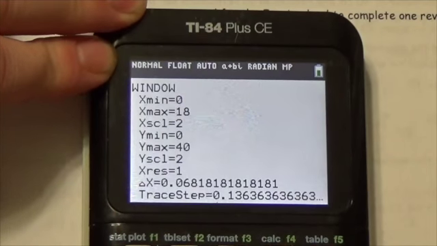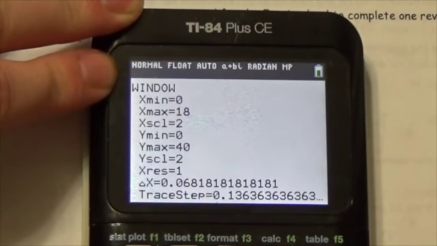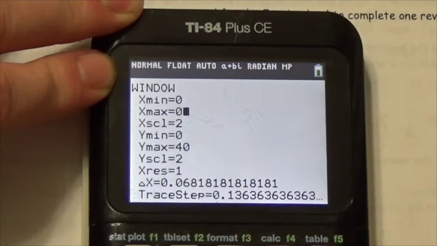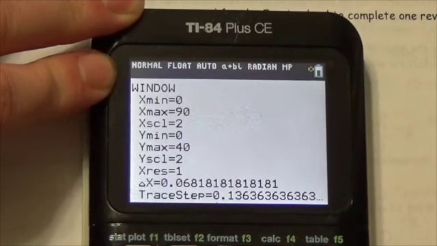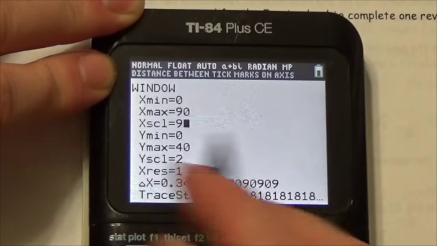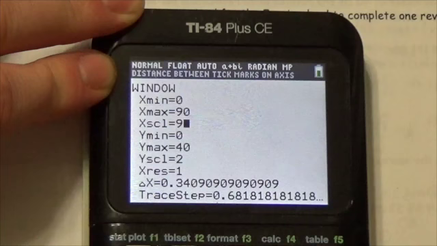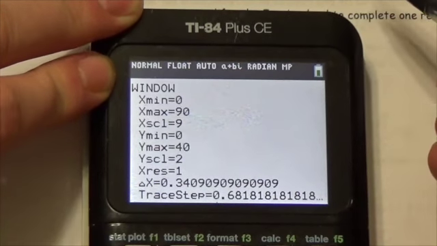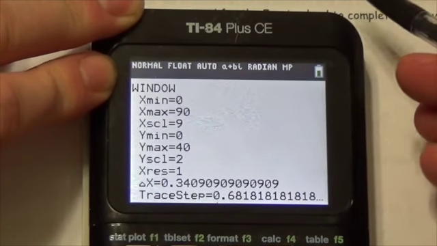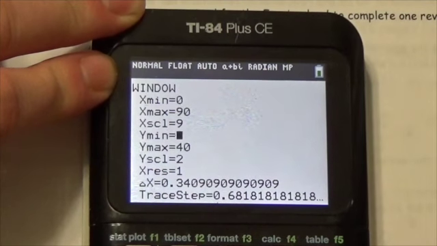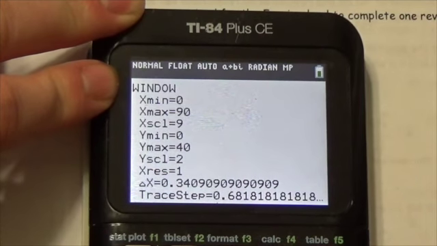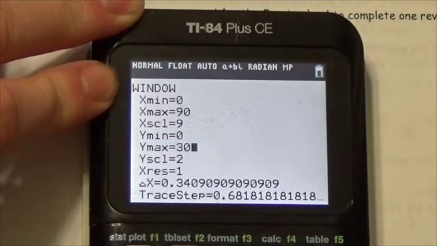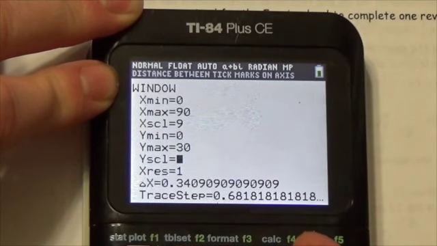I've got to adjust my window. Now, I already know that the period of this function was 90 seconds, so I'm actually going to go 0 to 90. And I don't know, I'll let my scale go by 9. It doesn't really matter, but that'll at least clean it up a little bit. I know from part A here that the minimum value was 3 and the maximum value is 27. So I'm going to let the minimum stay 0. I'm going to let my maximum go to 30, and I can leave that at 2, and then we'll just graph this.